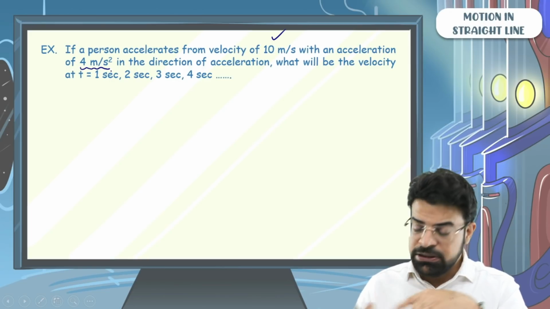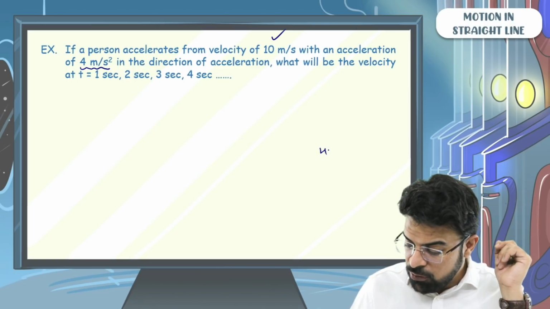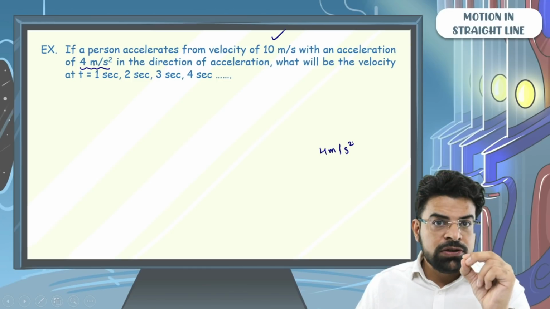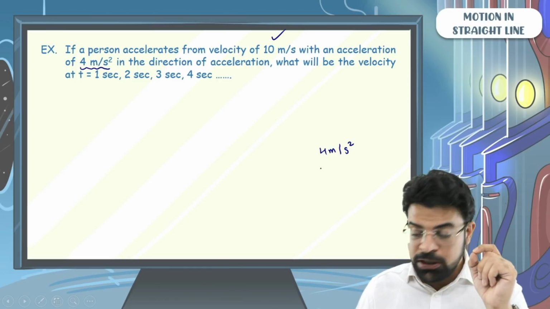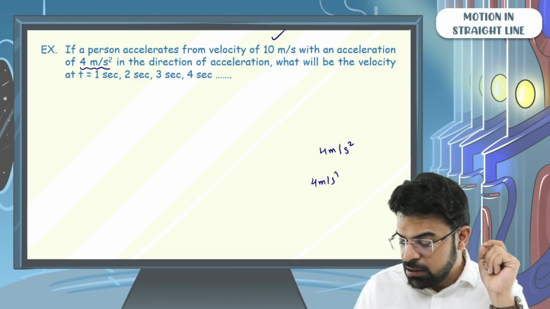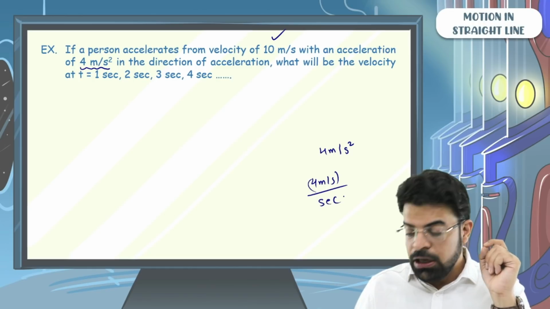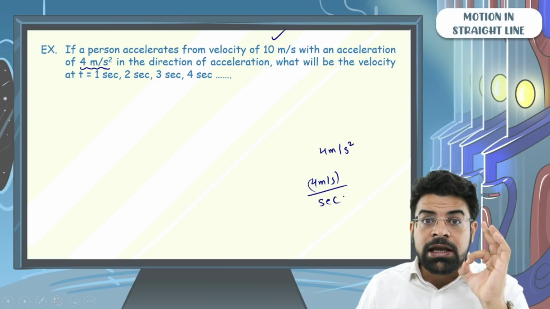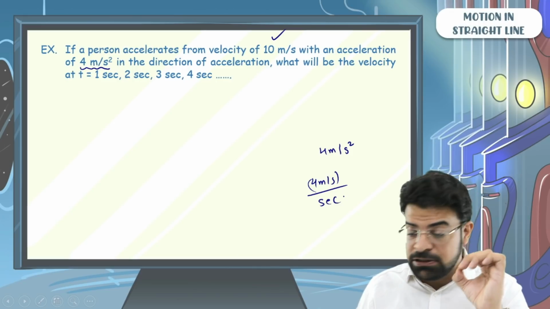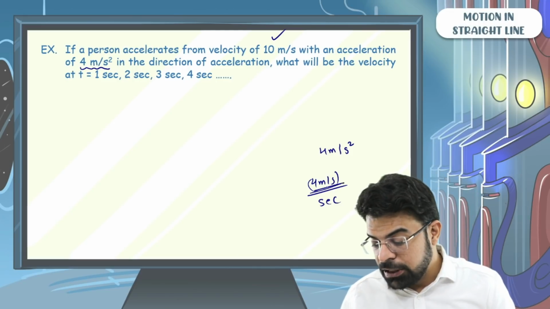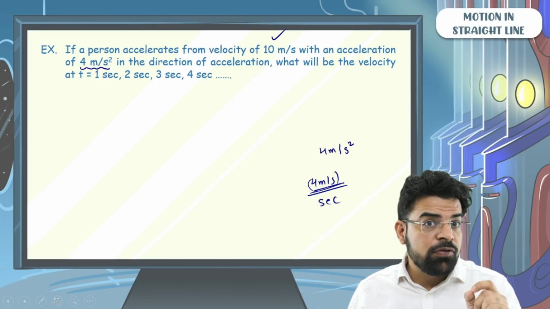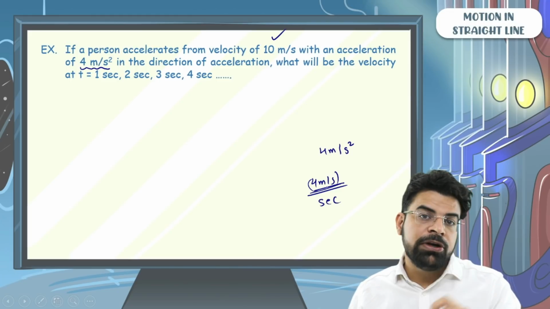I told you guys, whenever you see 4 meters per second square, think of it as 4 meters per second per second. It means that in every single second, the velocity will increase in the direction of acceleration by 4 meters per second.